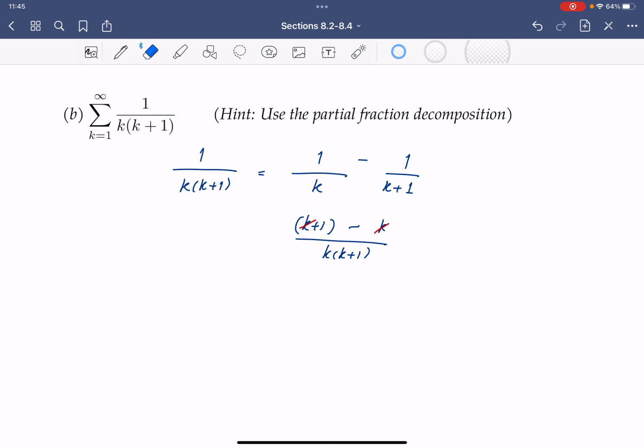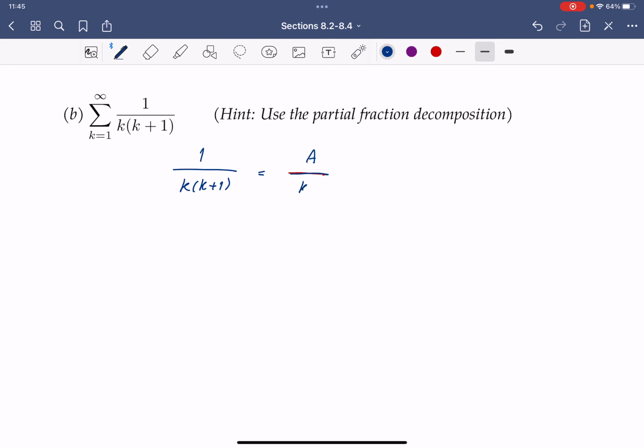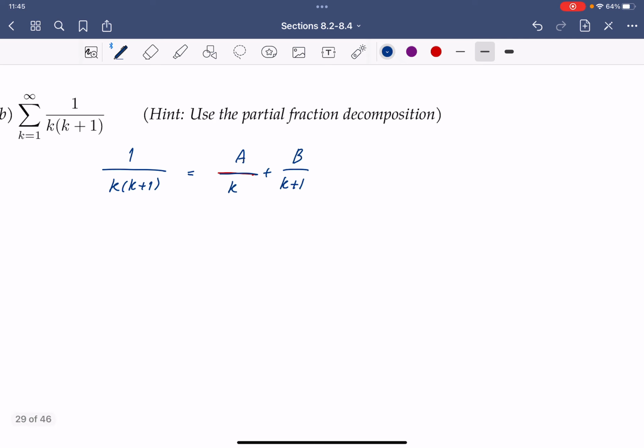But if you feel like, I cannot do this because this is way too fast, you can do the slow way here. So let's say a over k plus b over k plus 1. And go back to the previous semester where I said you can multiply by k times k plus 1, and that is a times k plus 1 plus bk. This way for sure you're going to solve for a and b. Now you clear out the denominator, so you're going to get 1 equal to a times k plus 1 plus bk. And this is true for all k.